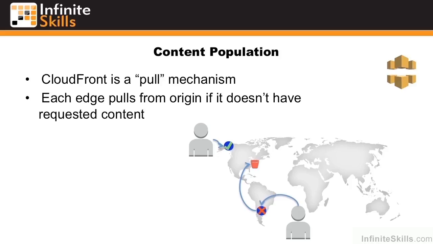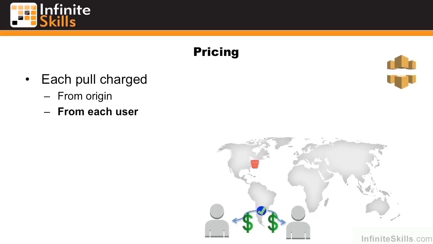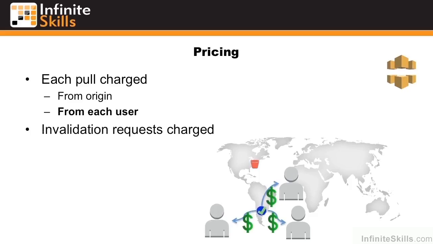Then the next time that a user in Chile requests that content, it will be populated and it will be pulled from the edge location. Each pull is charged, both from the origin as well as every time that a user pulls a file from an edge location. Invalidation requests are also charged, and you can purchase a reservation capacity discount if you know that you're going to use a lot of capacity over the next year.